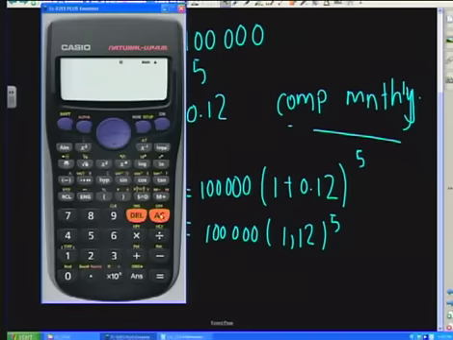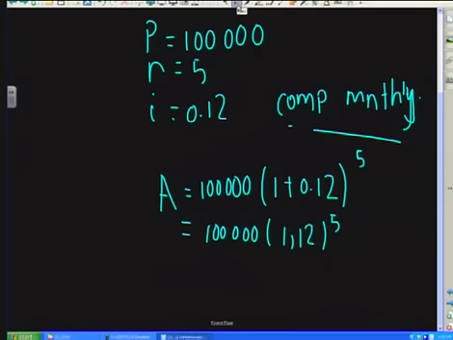We simply do that on our calculator. So it's 100,000 times 1.12 to the power of 5. Okay, and that gives us 176,234 rand. So that's 176,234 rand over the 5-year period.